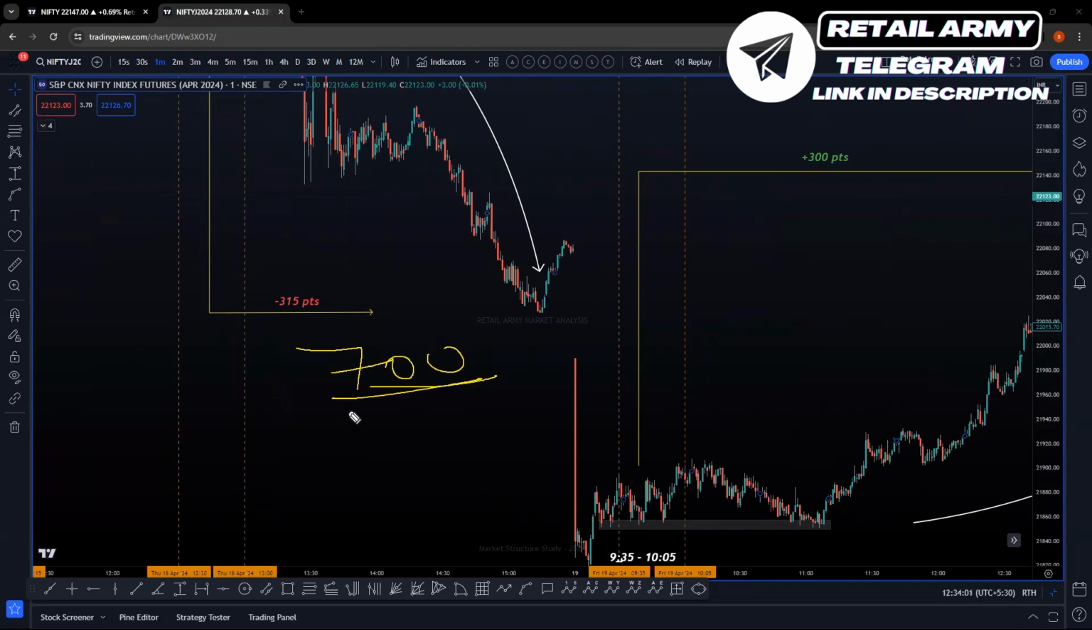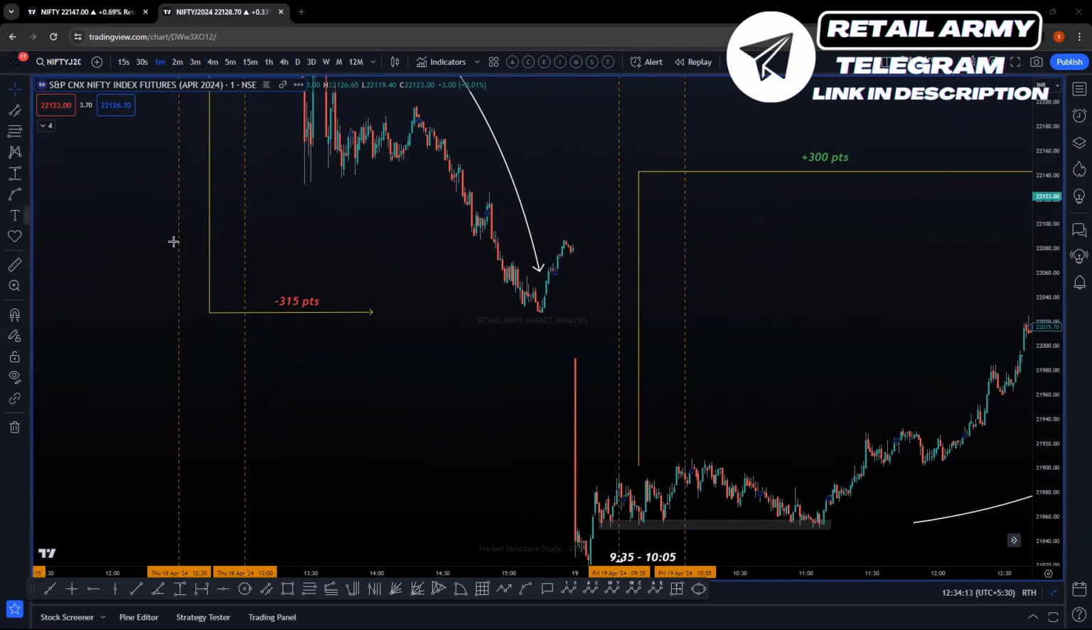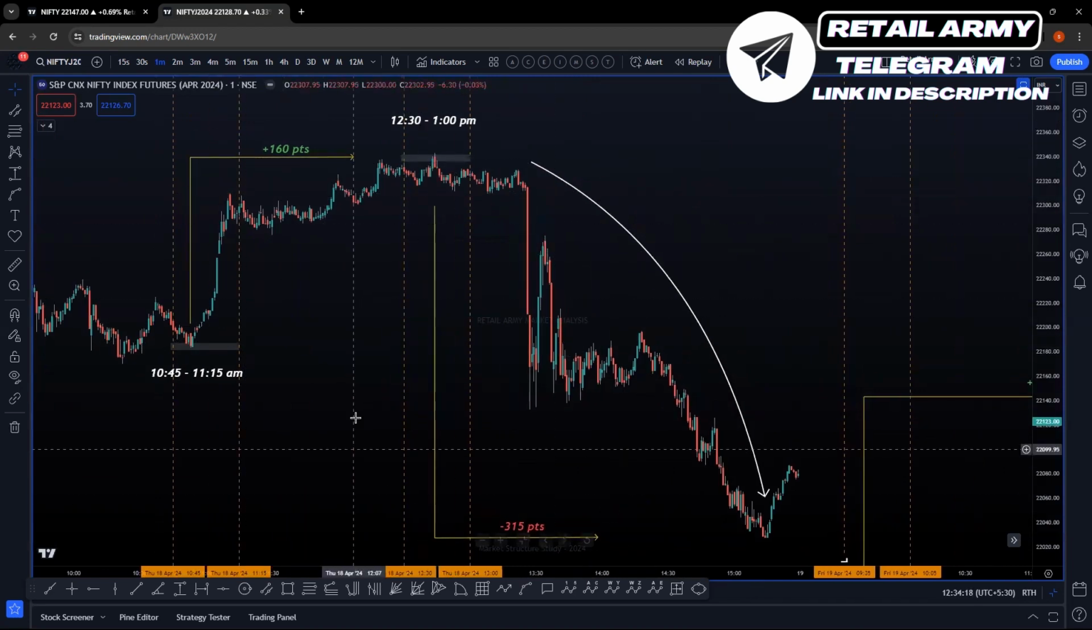Again, this is very unrealistic to capture. So even capturing 50% of this entire move, the entire 700 points, that is your 350 points in 2 days. It's very, very good for someone who is studying intraday price action. It is very, very good to capture this kind of move.